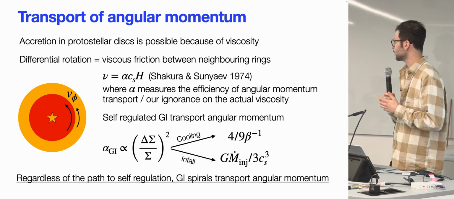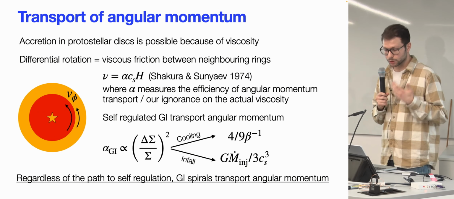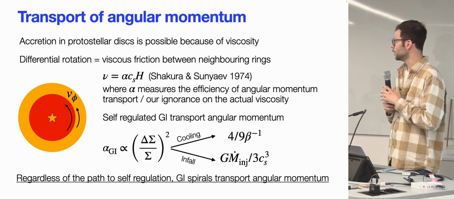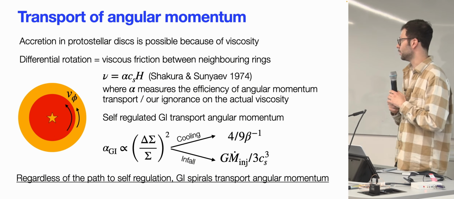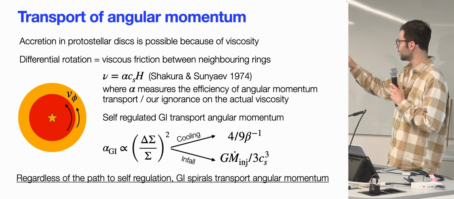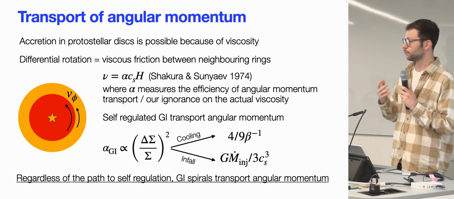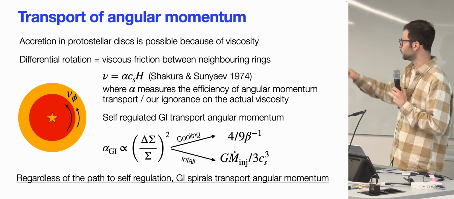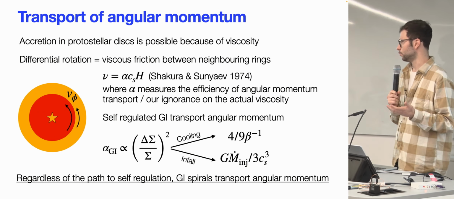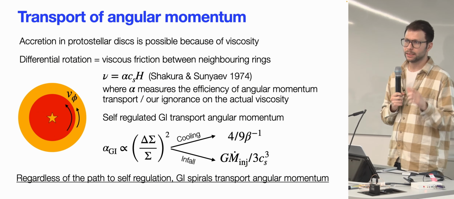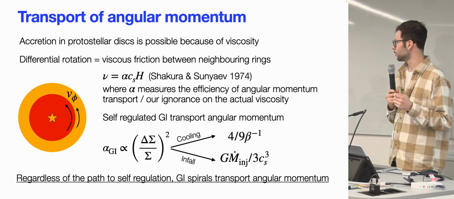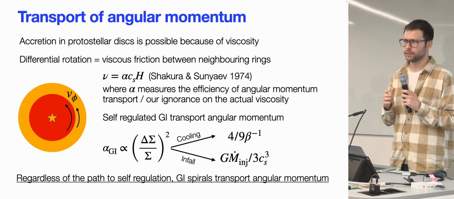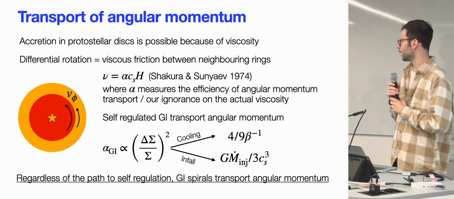And so, as I told you before, for self-regulated gravitationally unstable disks, it is possible to transport angular momentum. And it is possible to describe this transport through an alpha that we will call alpha_GI, that is proportional to (delta sigma over sigma) to the power of 2, where delta sigma is the amplitude of the spiral perturbation. This is always valid regardless of the source of self-regulation, that can be either cooling or adding mass.